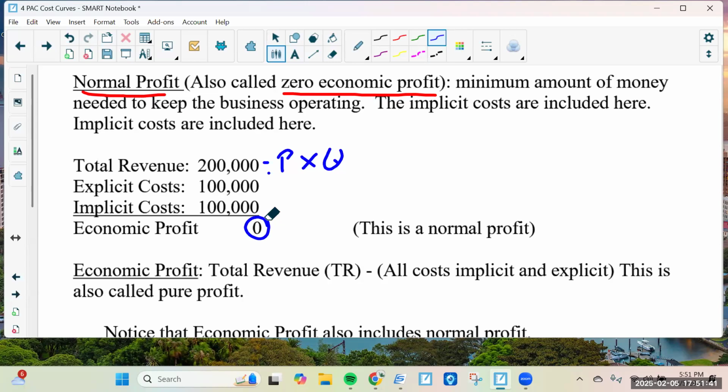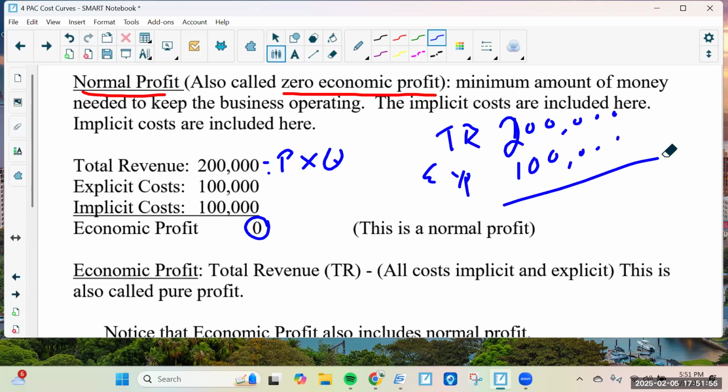So the accountant is going to look at this and say, wow, your total revenue was $200,000. Your explicit costs were $100,000. Congratulations, you made $100,000 this year. So the accountant is going to say that you made $100,000 and they're going to be all happy for you.